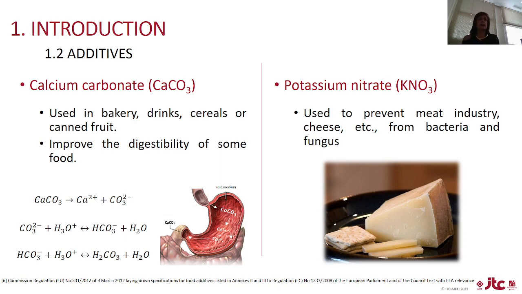Calcium carbonate is used as an additive because it's very useful for the digestibility of the food and is also used in bakery, in drinks and cereals, canned fruits, and so on. Potassium nitrate is used in the meat industry, cheese, etc., to protect from bacteria and fungi.